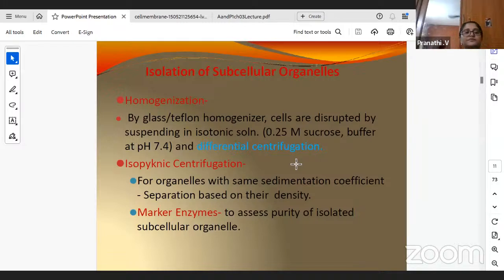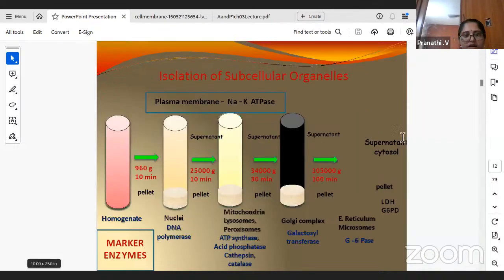And then if I'm going to isolate the organelles, the sedimentation coefficient that is present should be the same or similar. That is how dense they are. Based on the density, I'm going to isolate them. And then I'm going to put in markers, especially enzymes, proteins again. So how pure is the subcellular organelle that I have isolated?